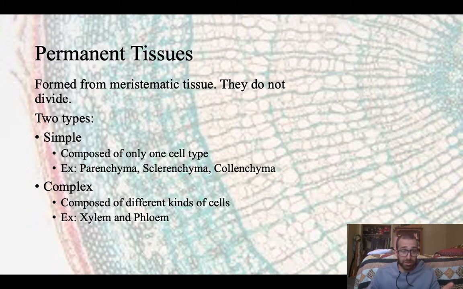We have our simple tissues, which are made up of only one cell type. And our examples are parenchyma, sclerenchyma, and collenchyma. Kind of crazy names. And we have our complex tissues, complex permanent tissues, which are composed of multiple cell types. And the examples are xylem and phloem, that vascular tissue that's produced, at least produced from the apical meristem and then produced by the vascular cambium. So let's take a look at them now.